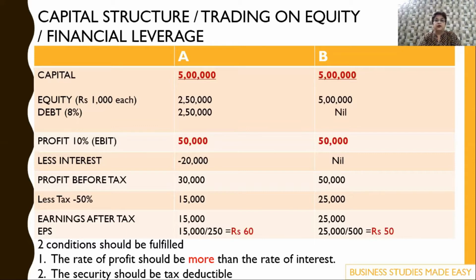Therefore, the equity shareholders earned rupees 60 per share in case of A and only 50 in case of B. So please remember, children, in this case, the debt was 8% and the profit was 10%. So the rate of debt was much less than that of the equity.